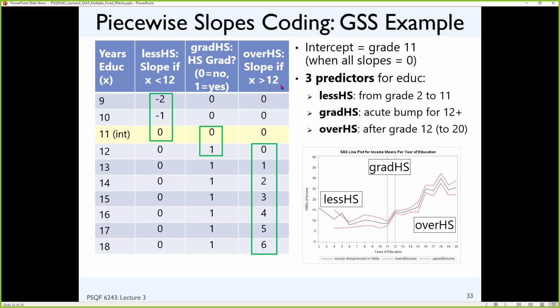Then the last slope is only relevant for folks who graduated high school, who have some sort of graduate degree or additional years of education. So it's not relevant for 9th, 10th, or 11th grade. And 12th grade is already handled by this one, so it picks up where this one shut off and indexes the further change in years of education. So it's coded 1 because 13 is 1 more than 12. So each of these is relative to each other as to where it picks up, starts, and then stops.